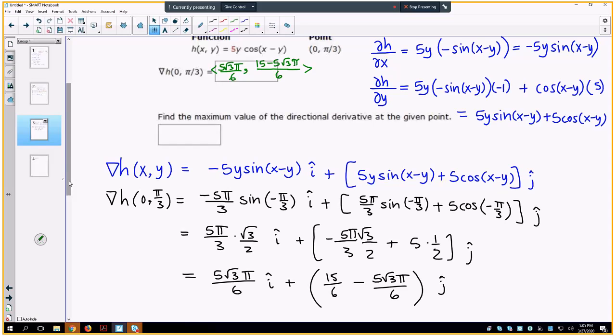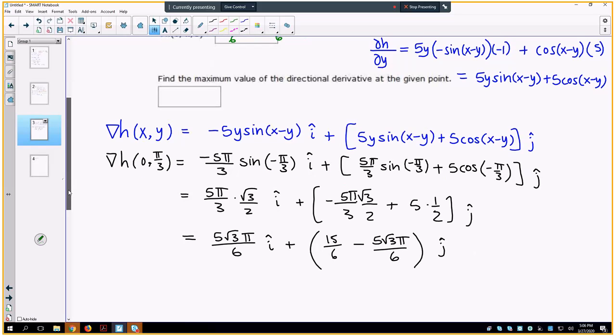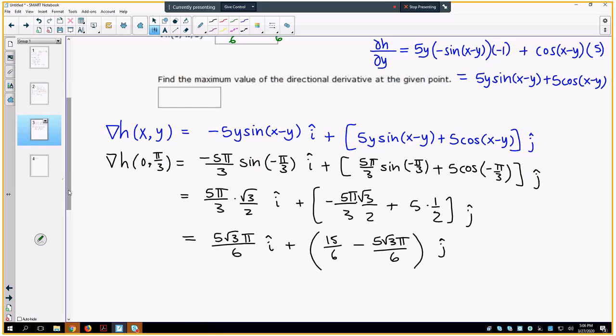Then the second part of the question asks me to find the maximum value of the directional derivative at the point. So a couple of things we want to know. The gradient tells us the direction of the maximum change. And the maximum value then is the magnitude of the gradient at that point. So the gradient just tells us the direction of maximal change. The magnitude of the gradient gives us that maximum value for the directional derivative at that point.